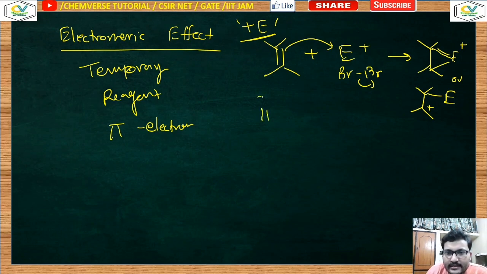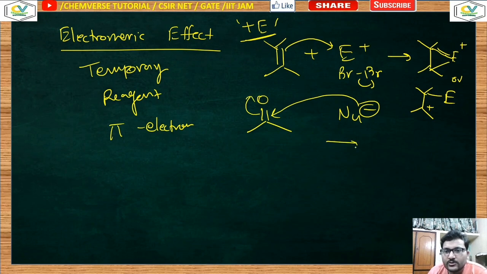Likewise, suppose there is a C double bond over here, and now you are adding some nucleophile. In presence of nucleophile, what will happen? This nucleophile will attack at this position, so there will be something like this. So here what is happening? Electron density is approaching towards the C double bond. So this pi bond is accepting electron density from the nucleophile. So this can be termed as your minus E effect. So this is sufficient for your electromeric effect.